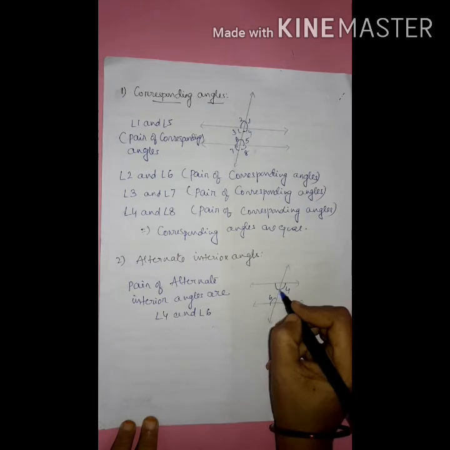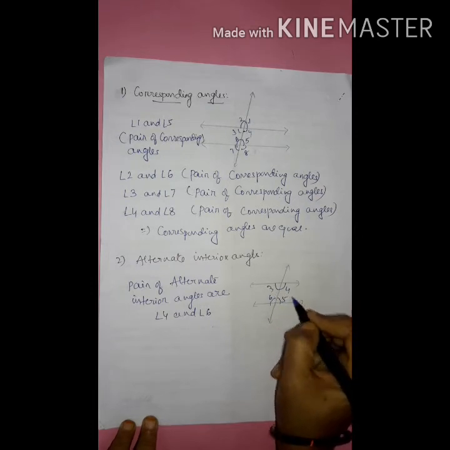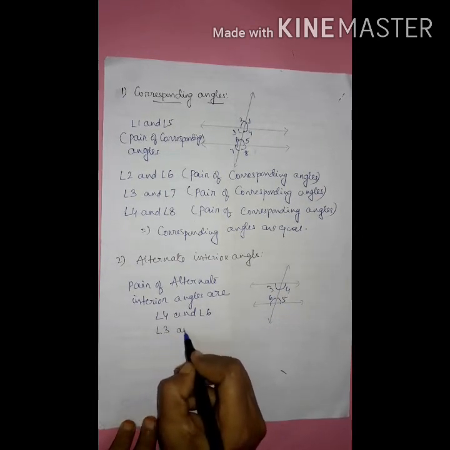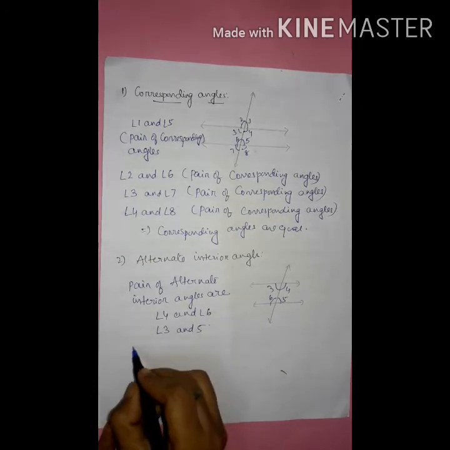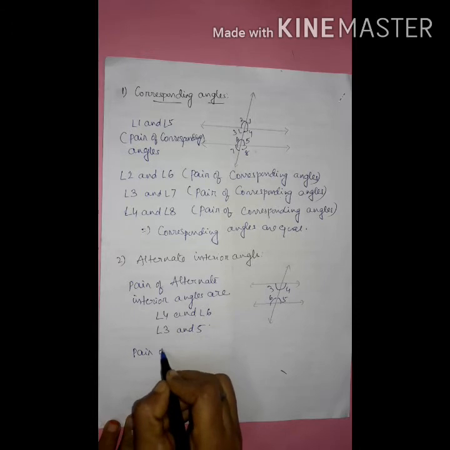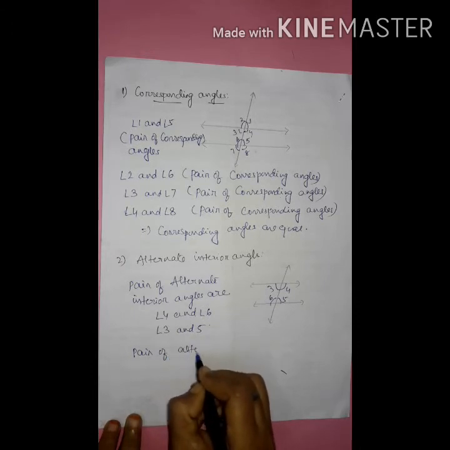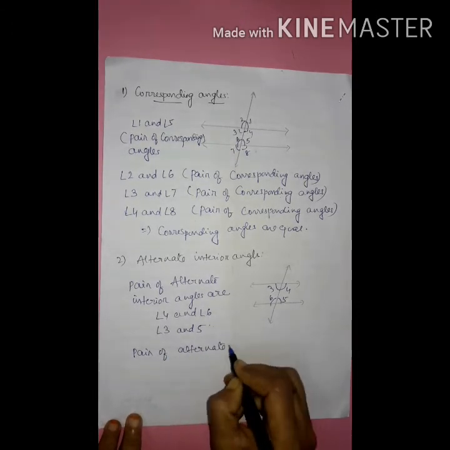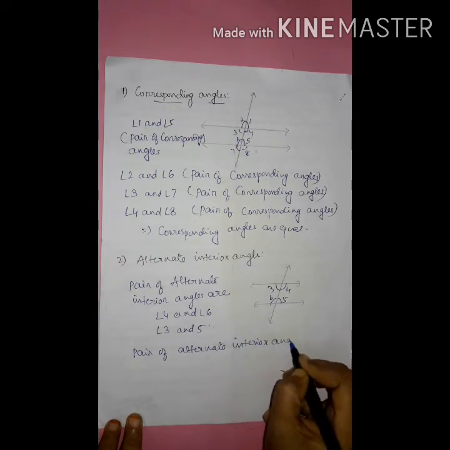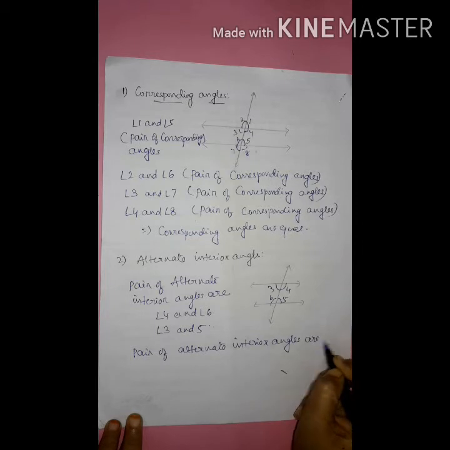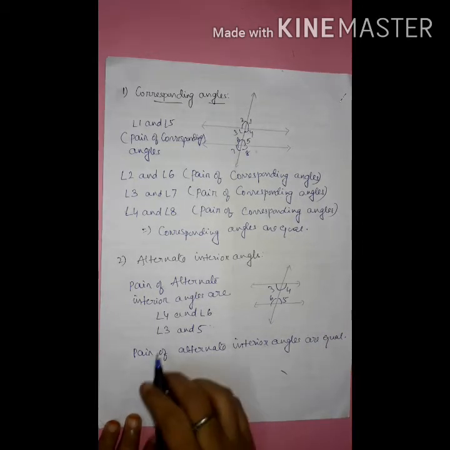Next is angle 3 and angle 5. This is also a pair of alternate interior angles. So a pair of alternate interior angles are equal.